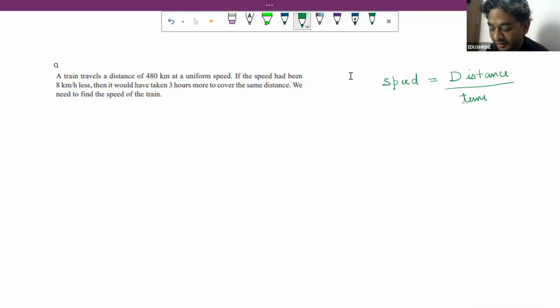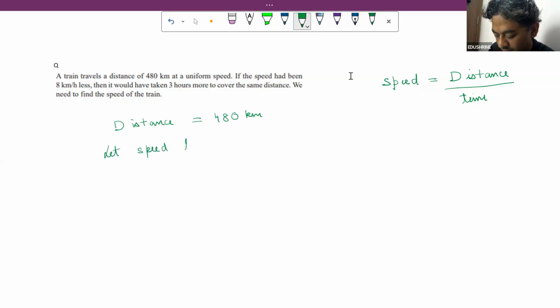Now, what is it that they are telling me? A train travels a distance of 480 kilometers. So distance is given to me as 480 kilometers. I don't know the speed. So let speed be x kilometer per hour. This is what understanding should be. If distance is 480 kilometer, let speed be x kilometer per hour.